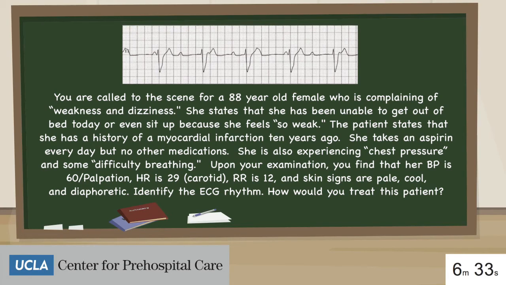Upon your examination, you find that her BP is 60 over palp, heart rate is 29 carotid, respiratory rate is 12, skin signs are pale, cool, and diaphoretic. Well, this patient's in a 3rd-degree heart block. I'm going to start my VOMIT 12 lead, which is vitals, blood pressure, heart rate, respiratory rate, SpO2, oxygen, put her on the monitor, start an IV, and eventually transport and do a 12 lead.